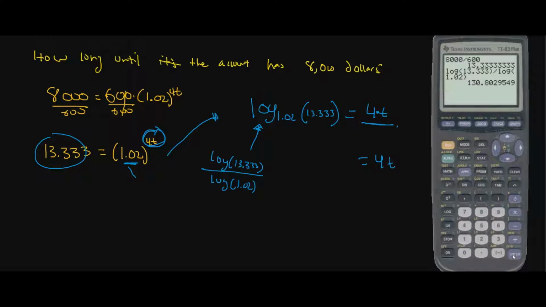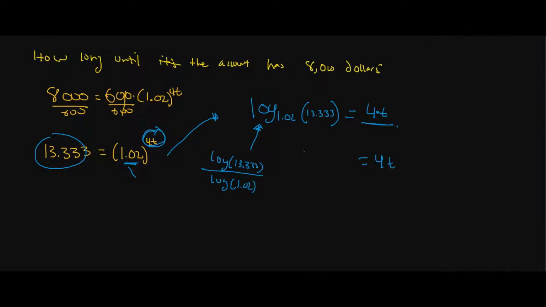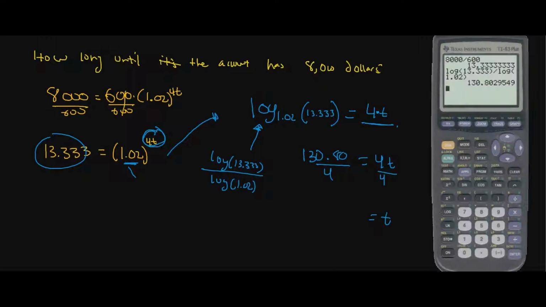And I get 130.80. So let's write 130.80. Well, we're almost done to solve for t. How long does it take? Well, now we've got to divide both sides by 4. And when we divide both sides by 4, so let's go ahead and divide by 4. We get 32.7.